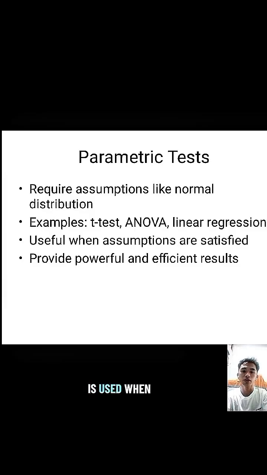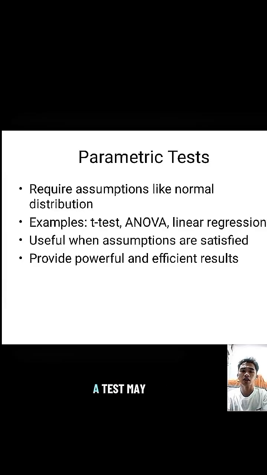The t-test is used when comparing the average of two groups, such as test scores of male and female students. ANOVA is used when comparing three or more groups, while linear regression is used to study the relationship between variables. Researchers should first check whether their data is normally distributed before using a parametric test. If the assumptions are not met, the results may become unreliable.